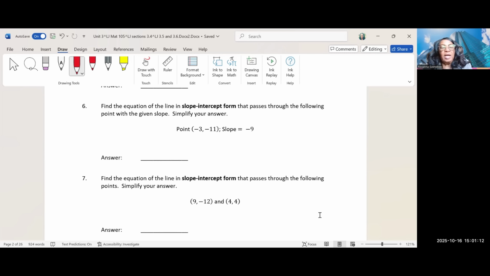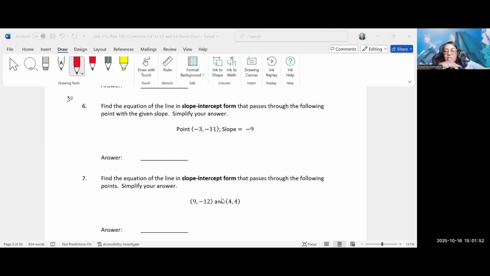Okay, so I'm going to let you do number 6. Let's do number 7 together. In number 7, we're given 2 points, and we are told to find the equation of the line in slope-intercept form. We're not given the slope, but what we need to know is that anytime we have 2 points, we can find the slope. So there are 2 steps in this problem.